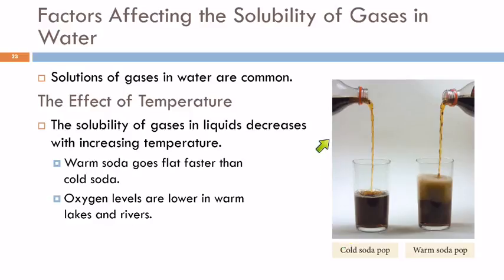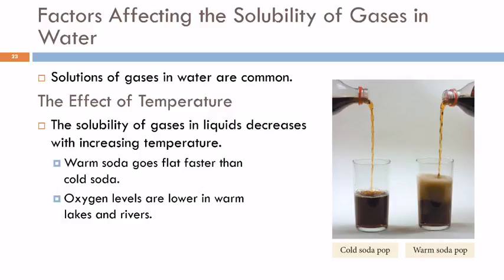Here's someone pouring cold soda and warm soda. If you open a warm 2-liter bottle of soda and pour it, we know from experience you're going to get a lot of foaming and fizzing. If there was ice in the cup, but you poured the warm soda in that cup, would that make less bubbles? I think having ice in the cup when you pour the warm soda would help, but you're still going to retain more fizz if it's cold to start with. So as the temperature of the solution increases, the solubility of the gas decreases.